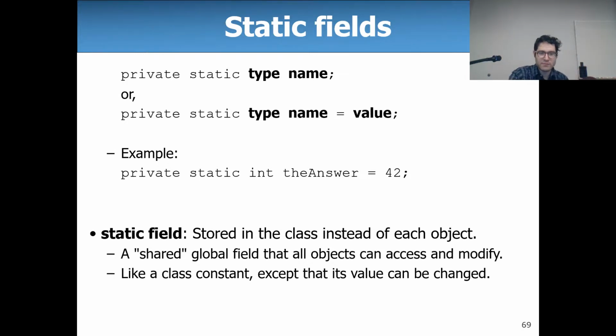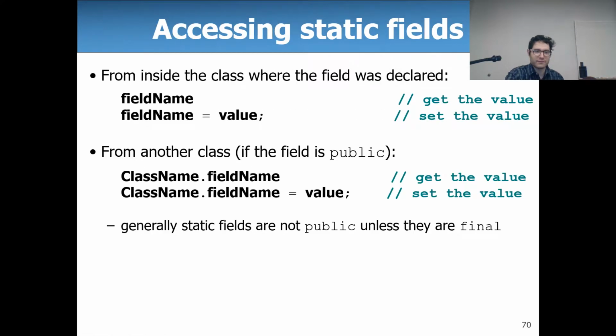Okay. Right, public static int the answer equals 42. Hitchhiker's Guide reference right there. Private set, and mind you, because it's not final, somebody could change it. It's like a constant, except you can change its value if it's static, if it's not final.